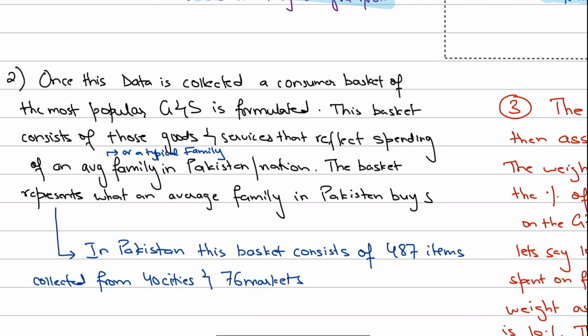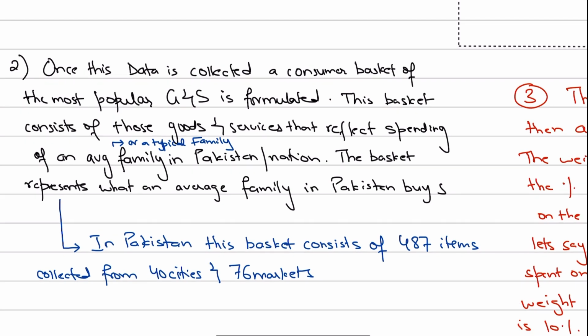And remember that in Pakistan, this basket will consist of those goods and services that are reflected in the basket. That basket will reflect the spending of an average or typical family of Pakistan or any country, basically, right? It should reflect the spending of an average family, not of a very, very rich family, nor of a very, very poor family, because that will just result in bias. It will not be a true representation of whatever expenditure is being done in the nation.